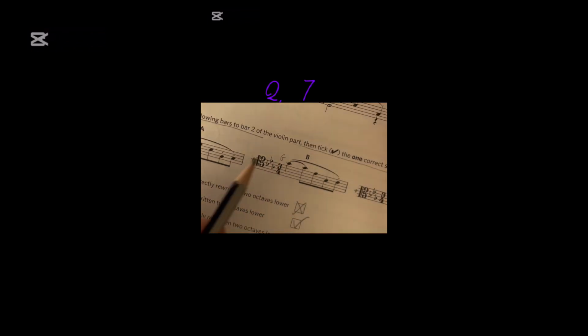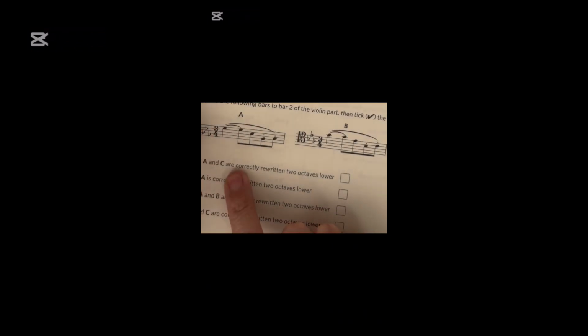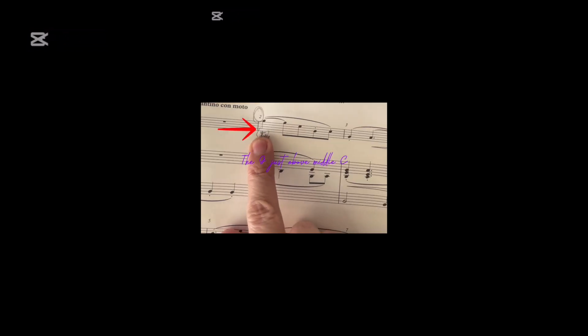To tick the one correct statement. Only A and C are correctly rewritten 2 octaves lower. A full octave and a bit over that. This is the G below middle C, and our one is the G above that again, so it is 2 octaves below that. There's our middle C.